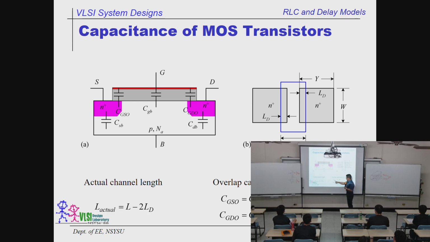And the CGSO and the CGDO can follow this rule. This is C oxide, a constant. We're going to explain it. W is the width over here, and LD is the distance that the diffusion travels into the channel. It penetrates into the channel. It always exists. It won't go away.